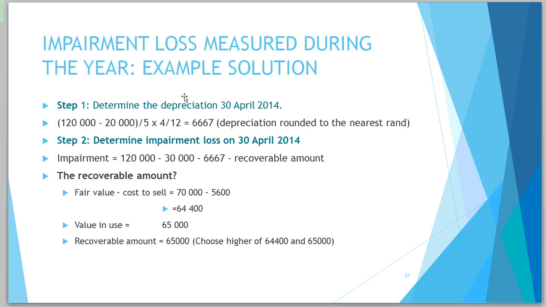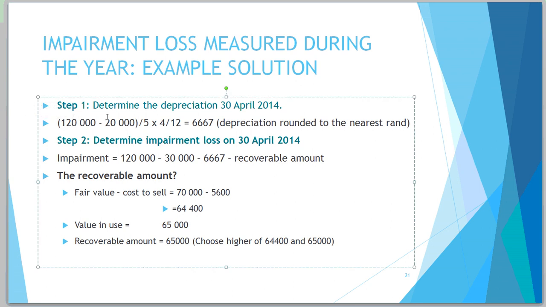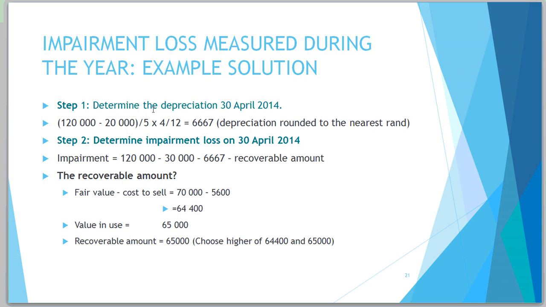So the first step is to determine the depreciation on 30 April. So there we will say it's the cost less the residual value of 20,000 divided by 5 years times 4 months. Why 4 months? Because it was January, February, March and April. That gives you depreciation rounded to the nearest 1 Rand of 6,667. Step 2 is to determine the impairment loss.